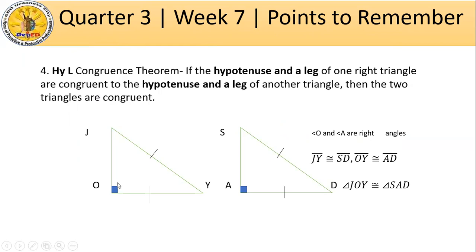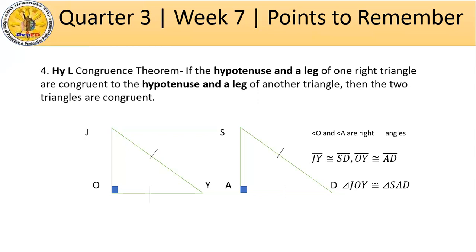So in the figure, angle O and angle A are right angles. JY is congruent to SD. JY and SD are the hypotenuse of both triangles. OY is congruent to AD. OY and AD are the legs. Therefore, triangle JOY is congruent to triangle SAD by HL or hypotenuse-leg congruence. I hope you could follow.